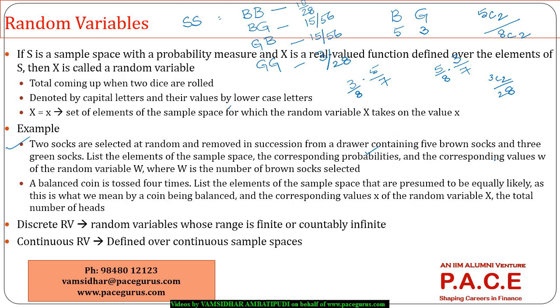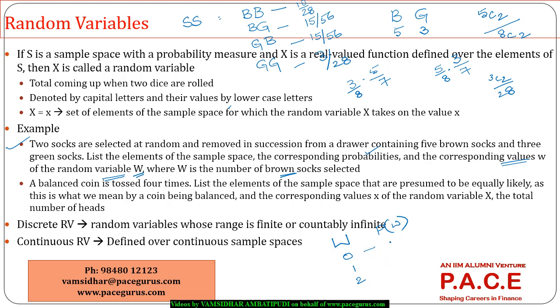Okay, corresponding probabilities. Corresponding values, W of the random variable. So now I am looking at a random variable W. W is the number of brown socks selected. So it could be 0 brown socks, it could be 1 brown sock, or it could be 2 brown socks. So I want to really find out what is the probability associated with picking 2 brown socks, 1 brown sock, 0 brown socks.